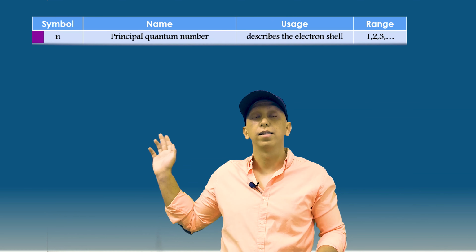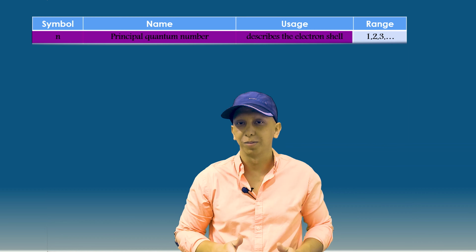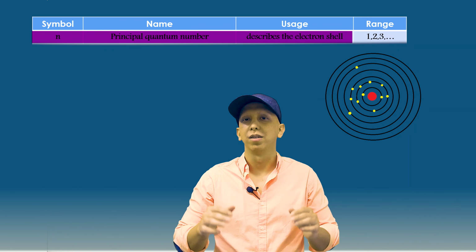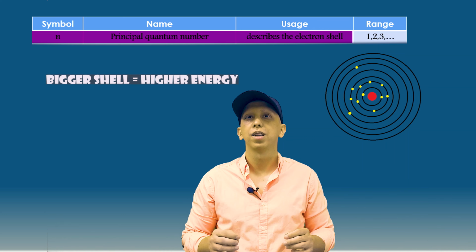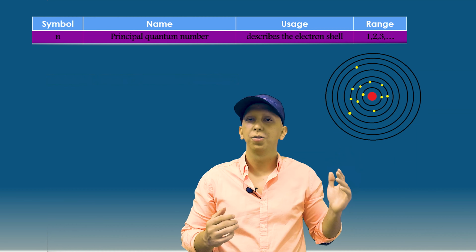Its symbol is n, the principal quantum number. As you see, it shows the shell number in an atom. Any atom contains several shells. An electron in a bigger shell has higher energy, so the shell number shows the energy level. The range for n starts from 1 to more than 7.